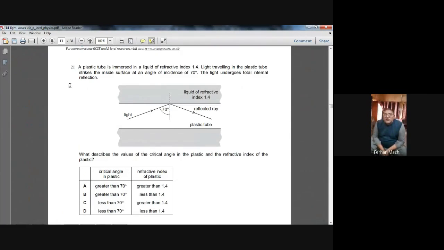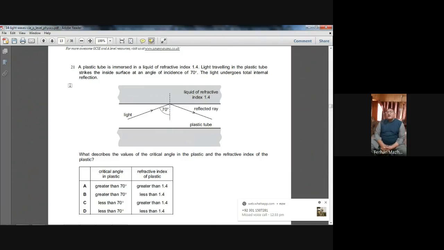A plastic tube is immersed in a liquid of refractive index 1.4. Light traveling in the plastic tube strikes the inside surface at an angle of incidence of 70. The light undergoes total internal reflection. What describes the value of the critical angle in the plastic and the refractive index of the plastic?